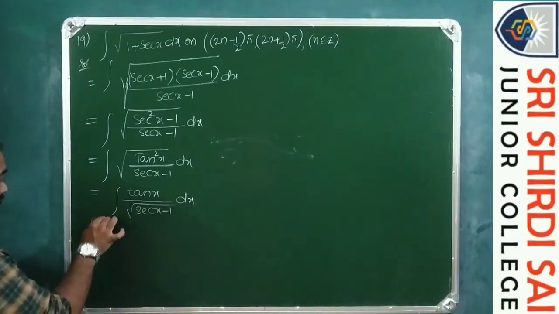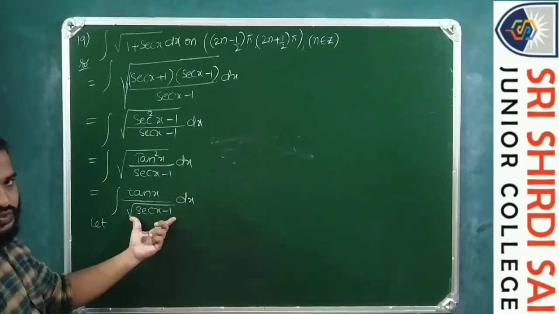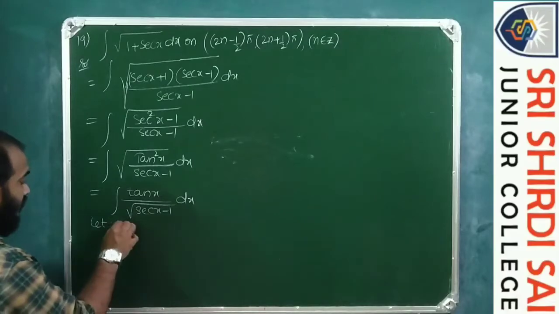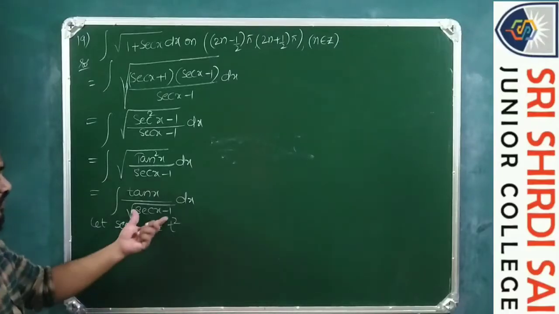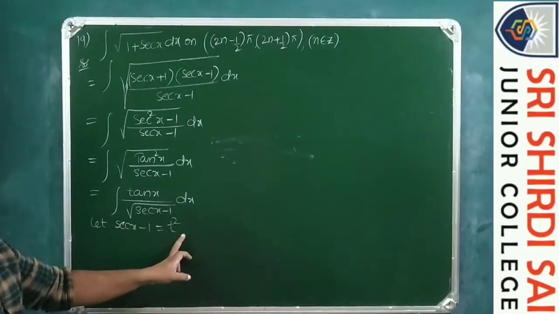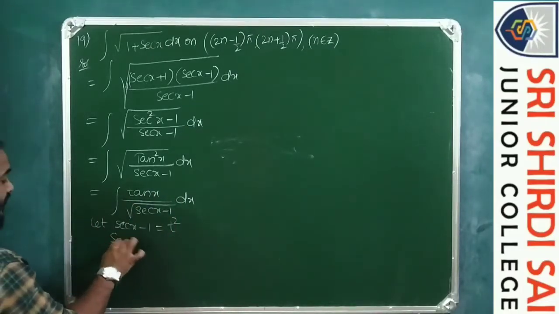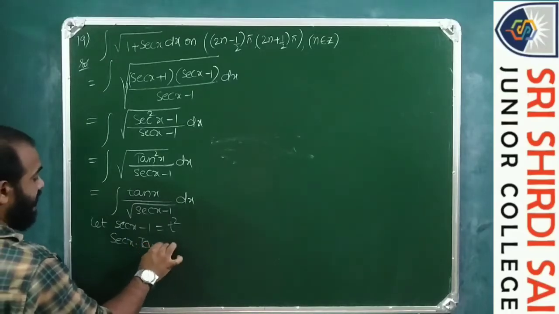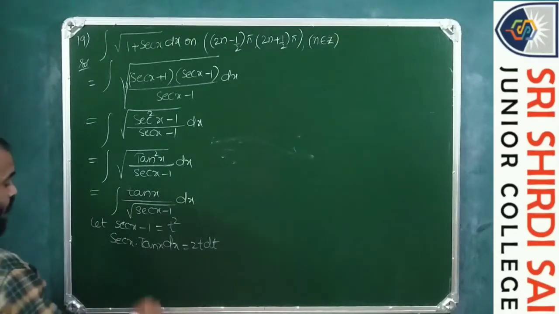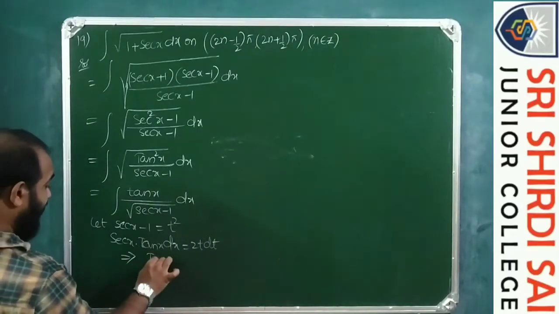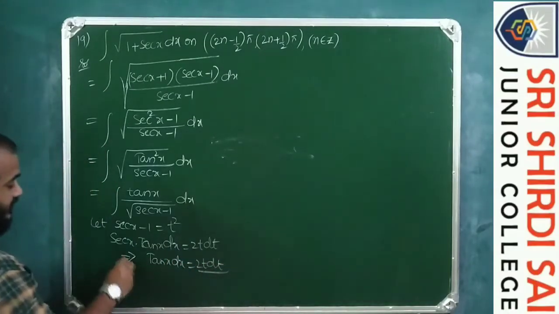So let us take secant x minus 1 is equal to t square. Whichever expression is under the root is to be taken as t square, so that the square and root will be eliminated. So now differentiate: secant x into tan x dx is equal to 2t dt. So from this, tan x dx is equal to 2t dt by secant x.